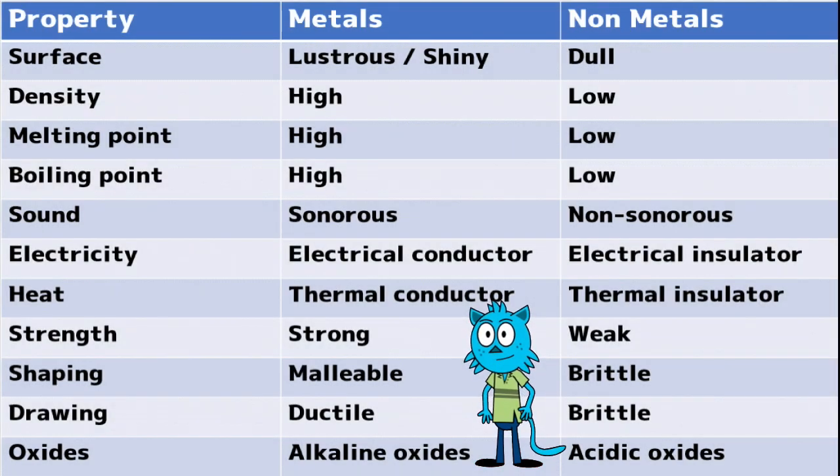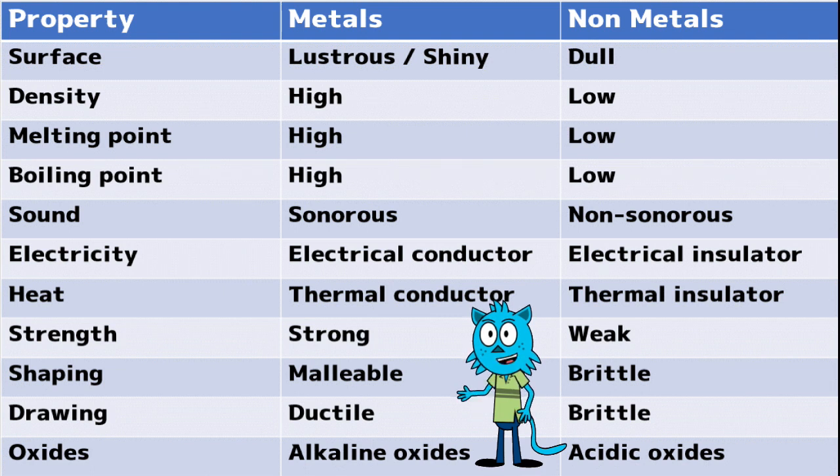I have summarized the properties we have looked at in this table. All but the last properties in the table are physical properties. That is, they are not about the chemical behavior of the elements, but about their look and feel. We see here that metals are lustrous or shiny, whereas non-metals are dull. Metals have high densities, non-metals have low densities. Metals have high melting and boiling points, non-metals have low ones. Metals are sonorous, they make a metallic ringing sound, whereas non-metals do not.